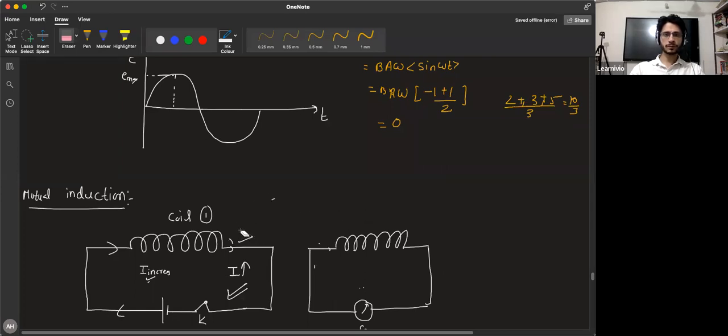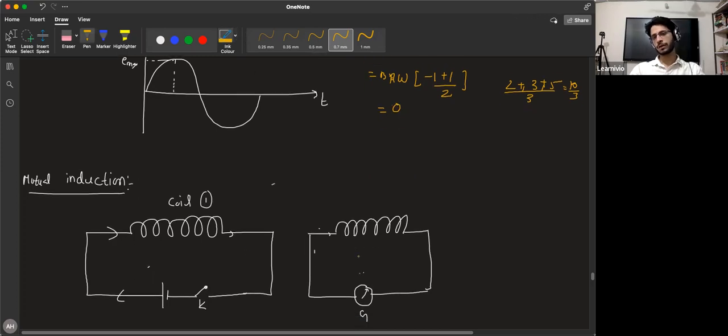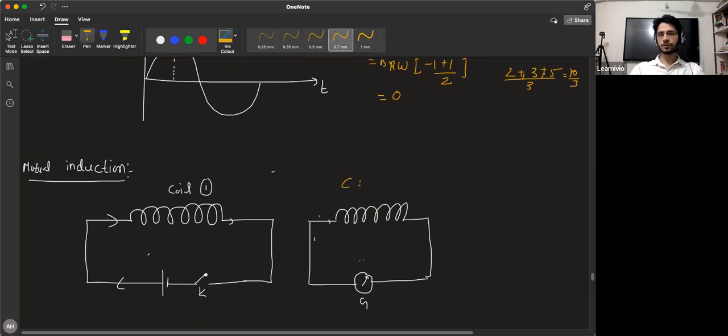So you have two coils, coil 1 and coil 2. You can see that coil 1 is connected to a cell, and for coil 2, there is no cell. There is no cell of EMF. There is no cell of current. Coil 2 is only connected to a galvanometer. If you look at this diagram, there should not be any current in the galvanometer because there is no source of current in this coil 2. The source of current is a cell. There is no cell, so there should not be any current in the galvanometer.